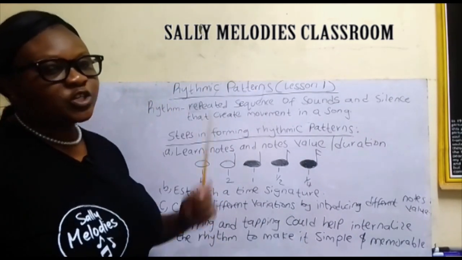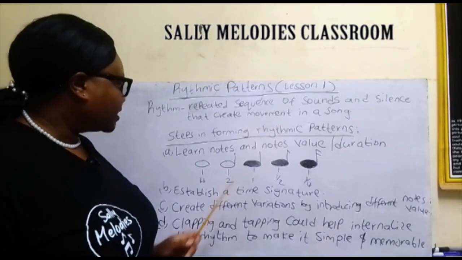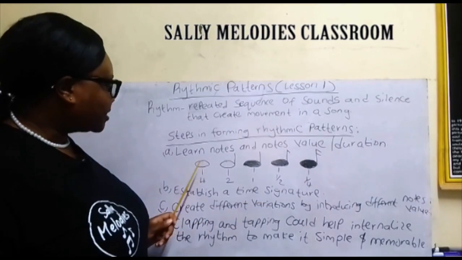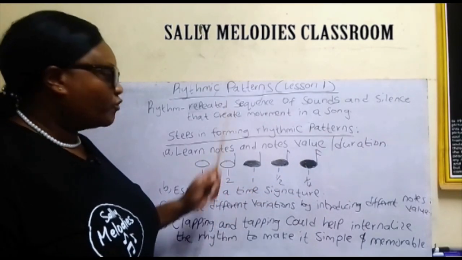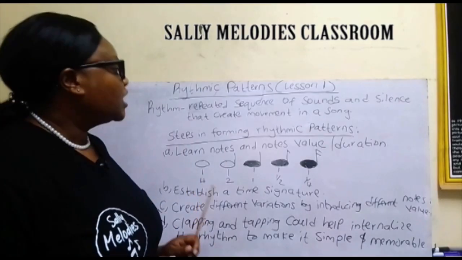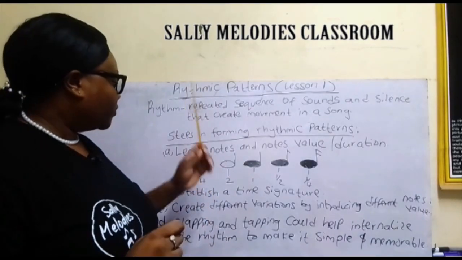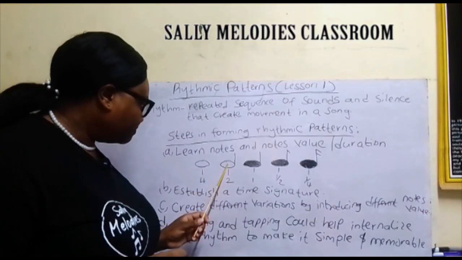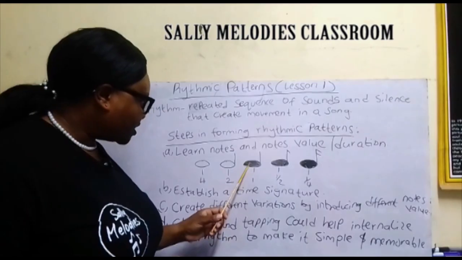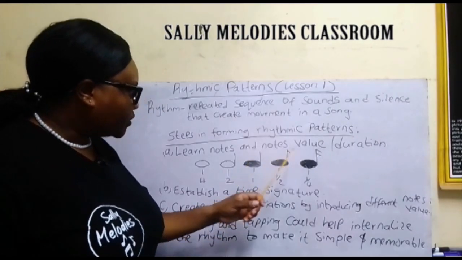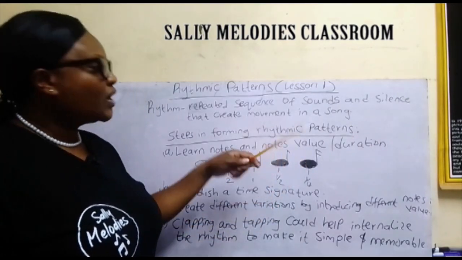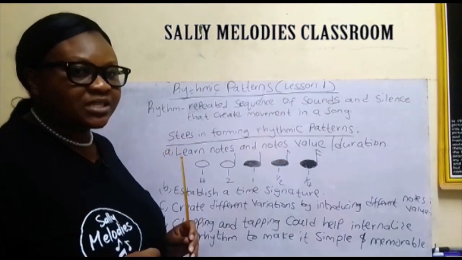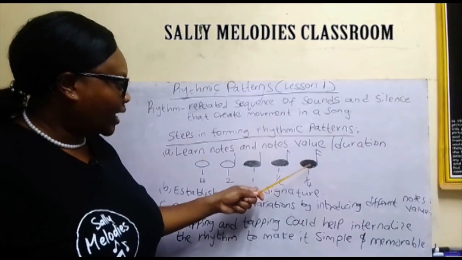The very first thing that you're supposed to know is the notes and the note values or duration. You must know the notes. Before you even know the value of the notes, you must know these notes. We have the semibreve, the minim, the crotchet, the quaver, the semiquaver. We also have others, like the demisemiquaver, but our music is very basic, so we are going to go up to the semiquaver.